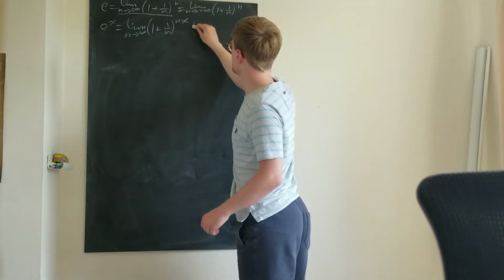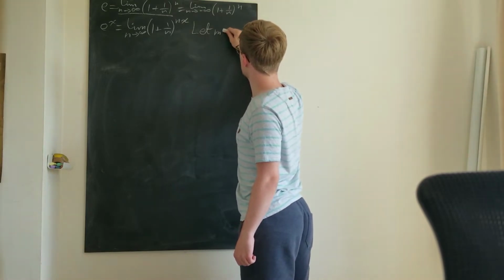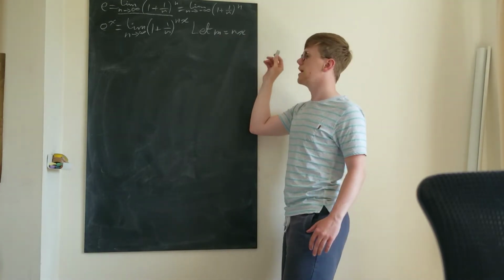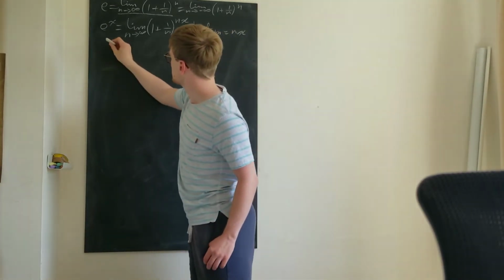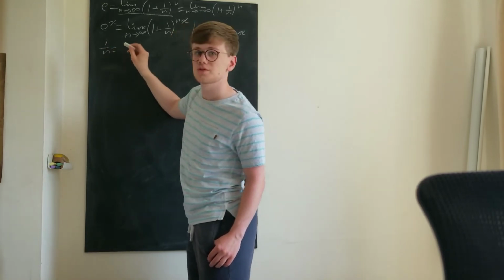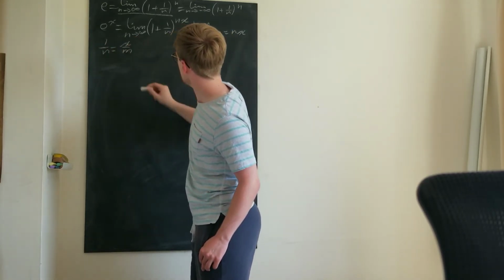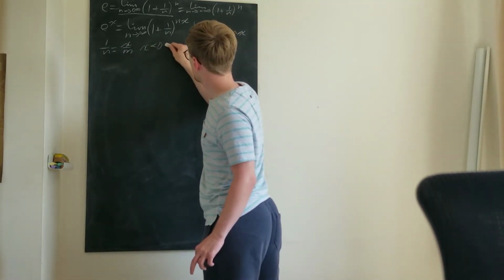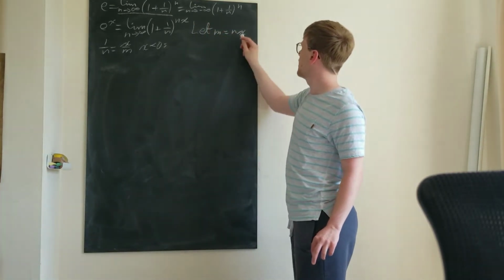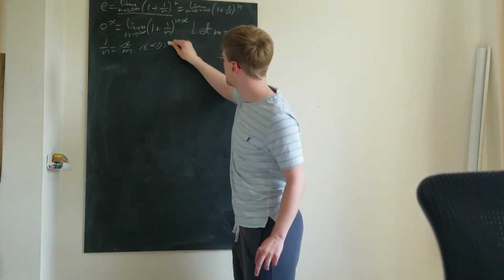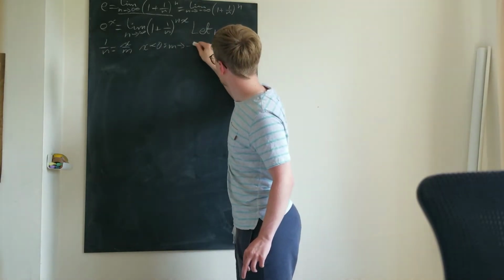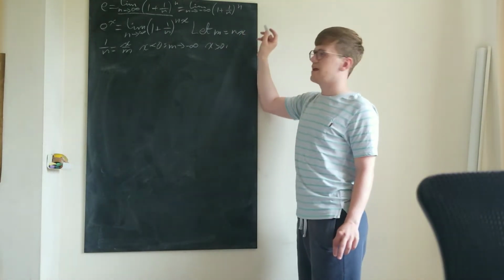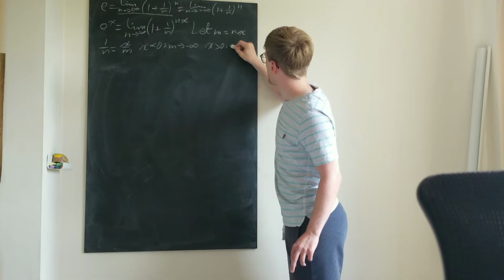And now we can let m equal nx. And if we divide both sides of this equation by mn, then we would get that 1 over n equals x divided by m. We also know that if x is less than 0, then as n approaches infinity, m will approach negative infinity. And if x is greater than 0, then as n approaches infinity, m of course will approach positive infinity.